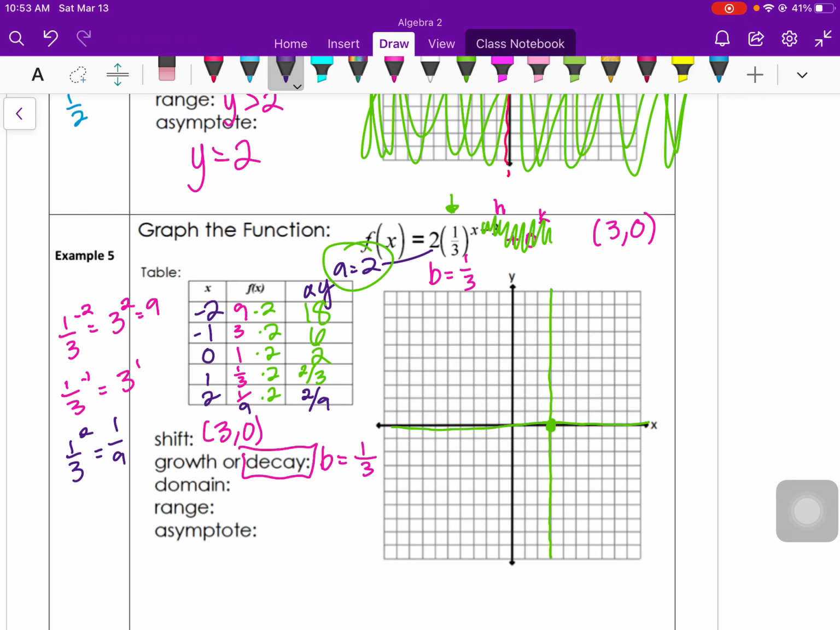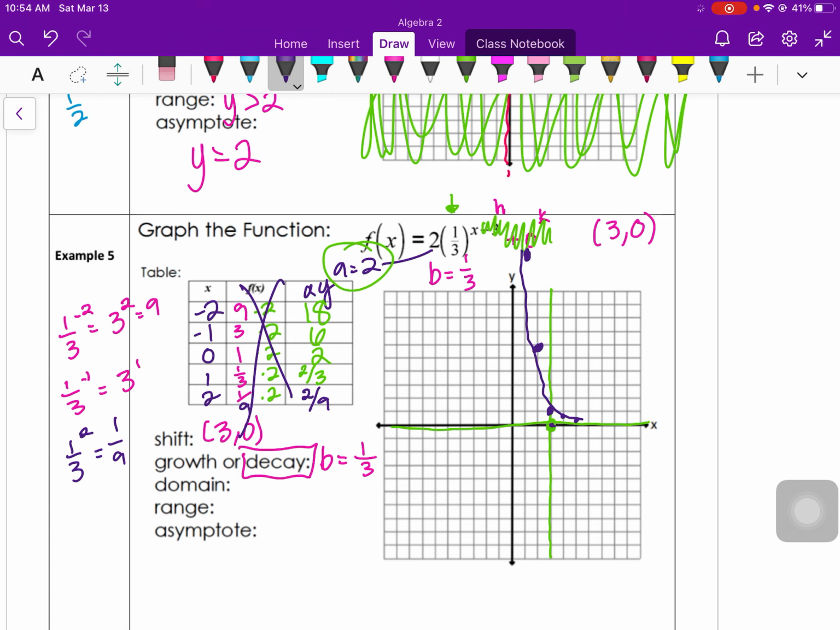Sorry about that. So I'm going to be starting at my green dot, well now my purple dot, and I'm going to cross this off. I'm going to go to the left 2 and up 18, which is going to be way off our chart. I'll just put it up here somewhere. Then I'm going to go -1 and up 6, roughly here. 0 and up 1. 1 and up 2/3. You can see it's leveling off. And 2 and 2/9. There we go.